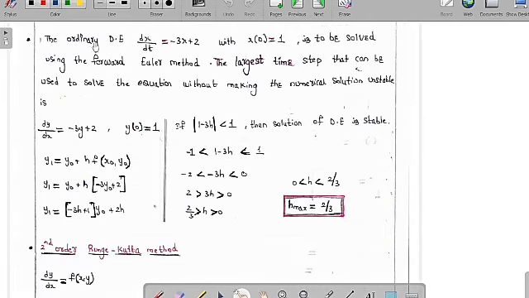Suppose there is a question like this: the original differential equation dx by dt is equal to minus 3x plus 2 with x of 0 is equal to 1, is to be solved by using the forward Euler method. The largest step size that can be used to solve the equation without making the numerical solution unstable is. So what is the largest step size? Means the h value that we can take, so that always we are going to get a stable result, means a finite value of the result.